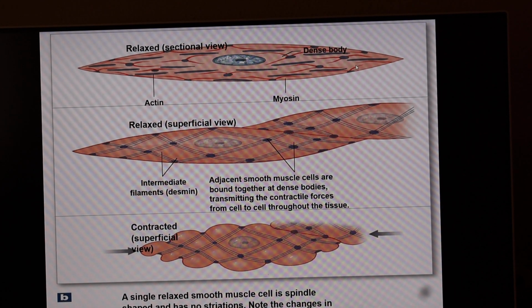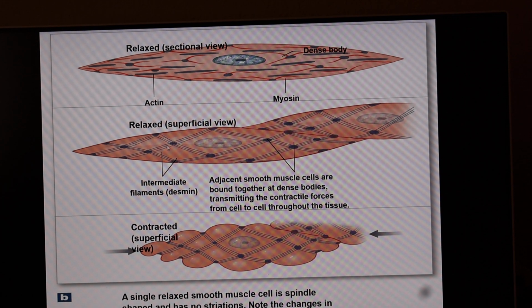This is a picture of a smooth muscle. This is the sectional view. Can you see there's just one nucleus? And this is the dense body they were referring to. This is how the myosin looks. And look at the actin, how it looks. It's different from the myosin.